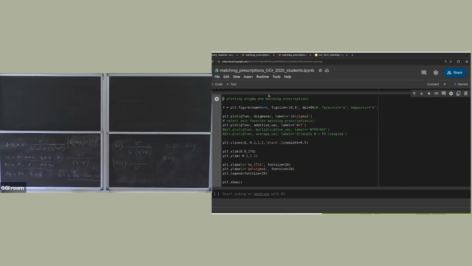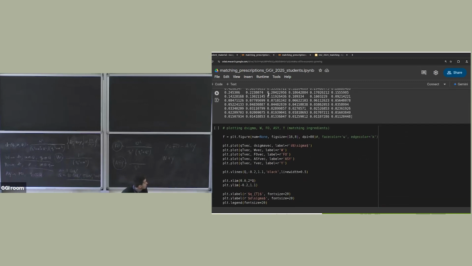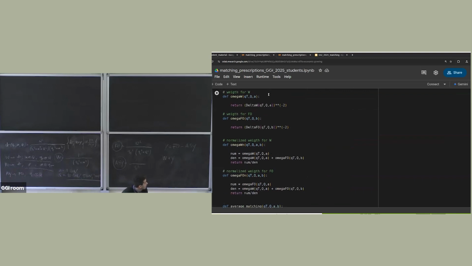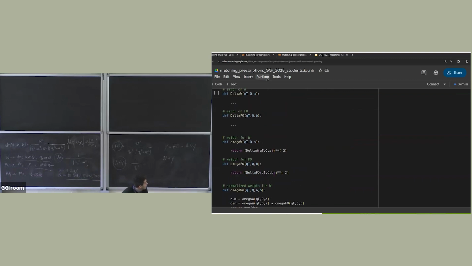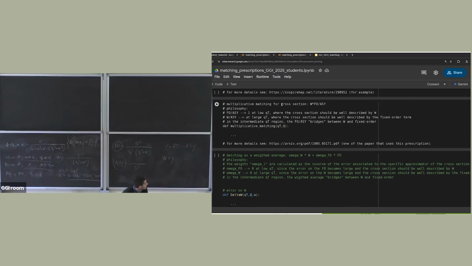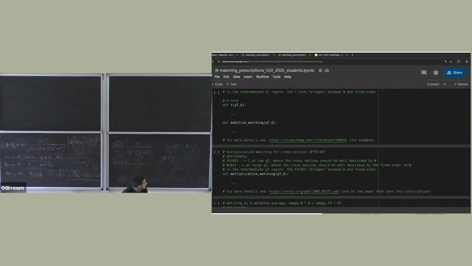There was a cell to define the multiplicative matching, which is actually in here. This is a cell to define the weighted average, but we don't have time to look at this. You can have a look at it later. If you don't fall asleep tonight, you have a good homework. For the multiplicative matching, you have to implement W times fixed order divided by the asymptotic.